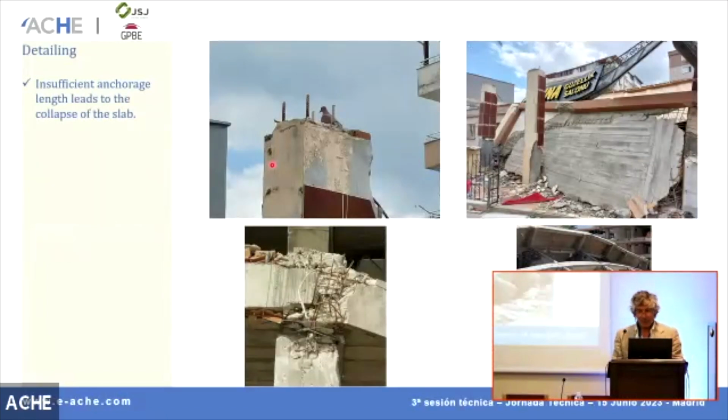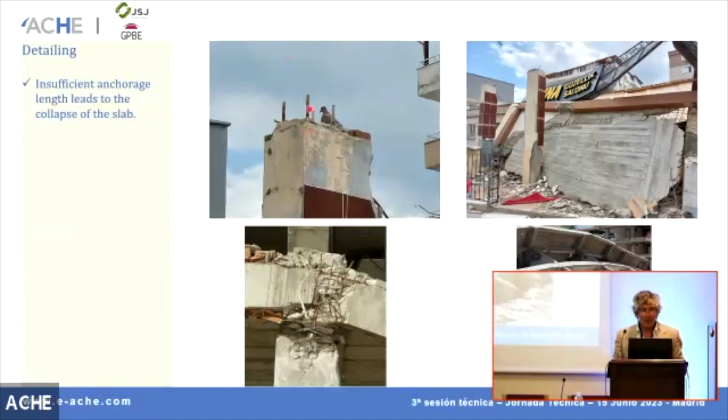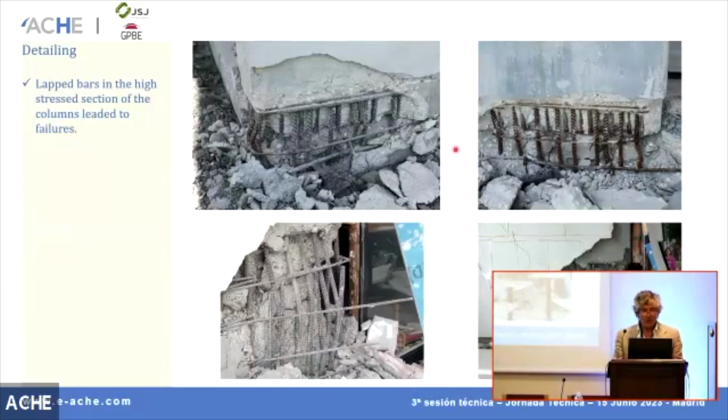Detailing problems. We saw a lot of detailing problems, like insufficient anchorage length, and you can see the pigeon ears, so you can understand the scale. That's the reason this slab just collapsed. You can also see that the lapped bars were always done in the high stress zones in the columns. So many failures like this, you can see the reinforcement here is starting and it's finishing here. So this stress is in the plastic hinges. So we need to avoid that.